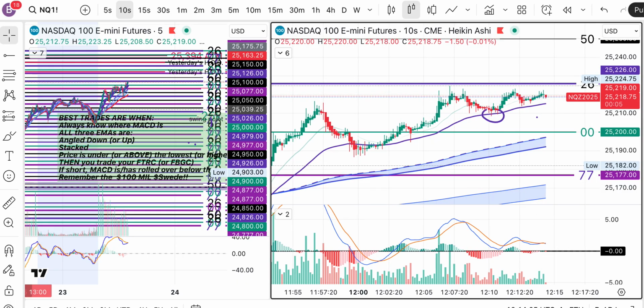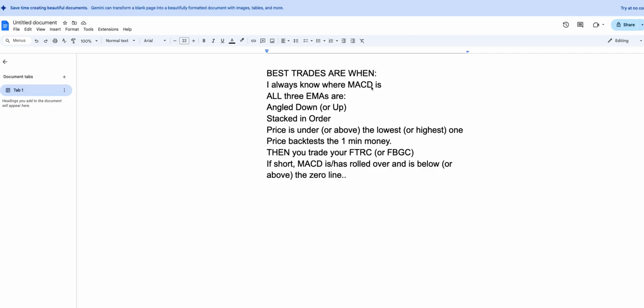Okay, so basically that is it. You always want to know where your MACD is. All three EMAs are either angling up or down. They need to be stacked in order. Price needs to be trading under the lowest or above the highest. Price back tests the 1 minute money line, and then you enter your trade with, I'm showing FTRC or FBGC. This is flat top red candles for a short, flat bottom green candles for a long. That's referencing Heiken Ashi candles.